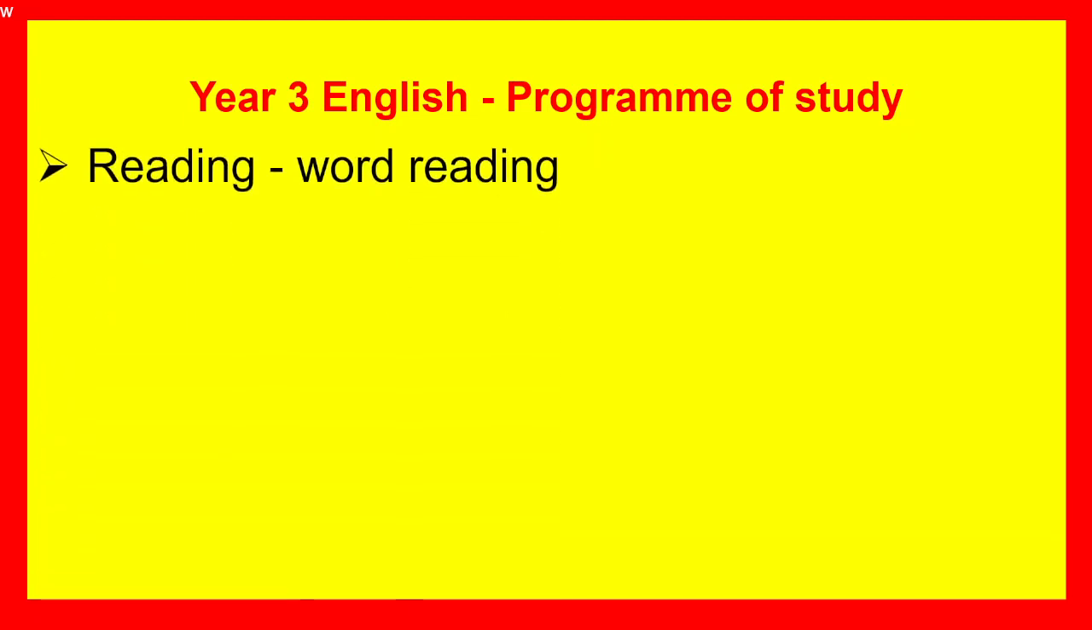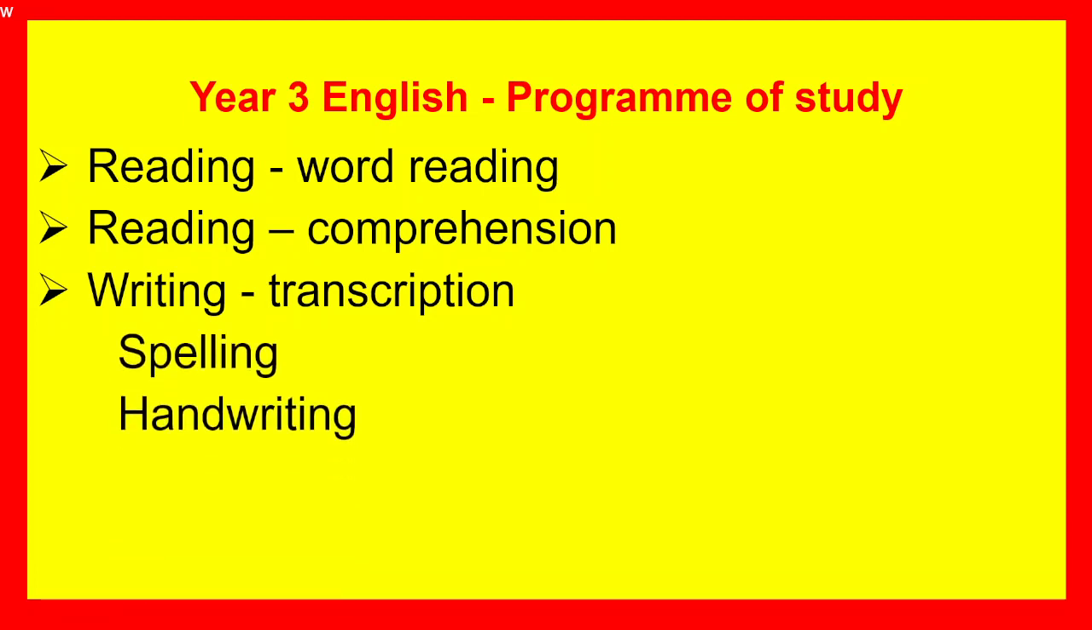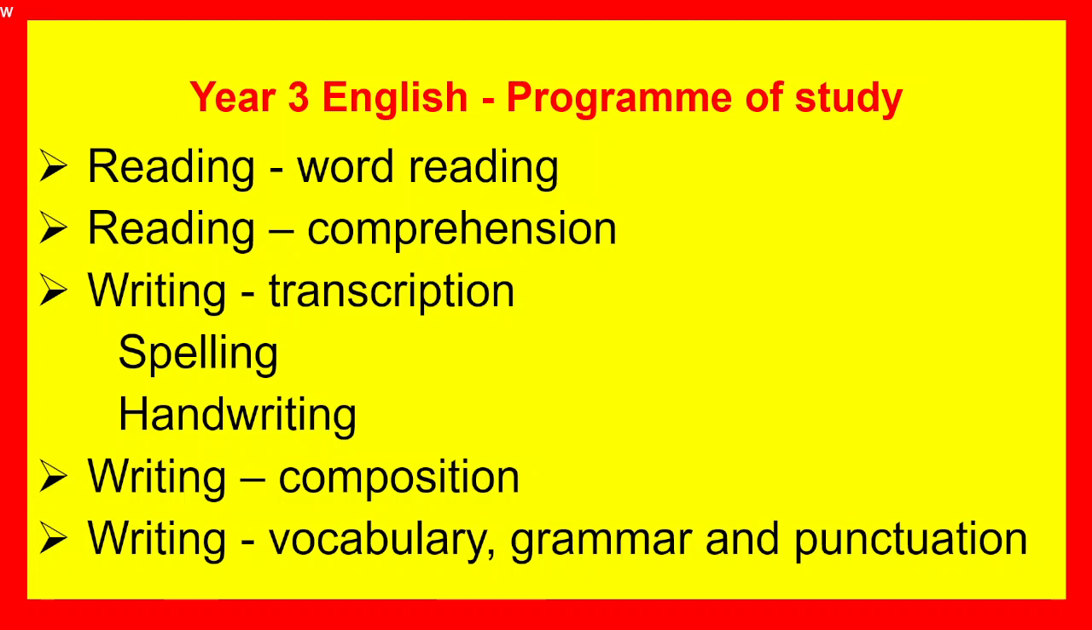The year 3 English syllabus consists mainly of reading and writing. In reading, there are two parts, word reading and comprehension. Then in writing, there is transcription, which includes spelling and handwriting. Then composition writing, and then vocabulary, grammar and punctuation. They are covered in the writing part of the syllabus. We will have a look at these areas in detail now.